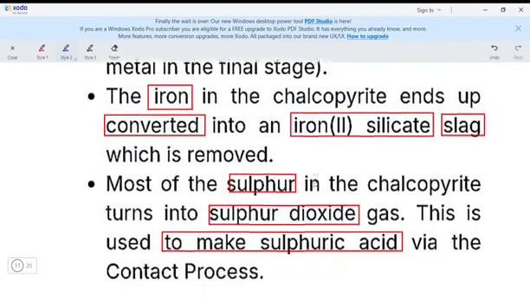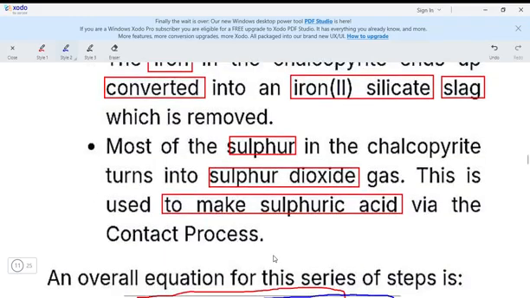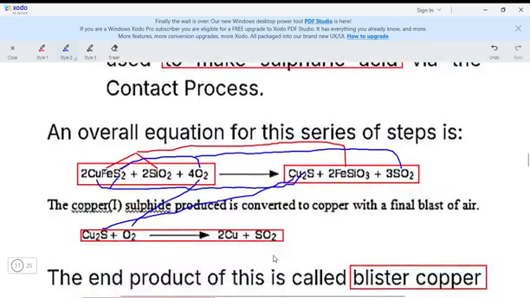So from the slag which has been removed, most of the sulfur in the chalcopyrite will later turn into sulfur dioxide gas. This is used to make sulfuric acid via the contact process. So this is where everything takes place.